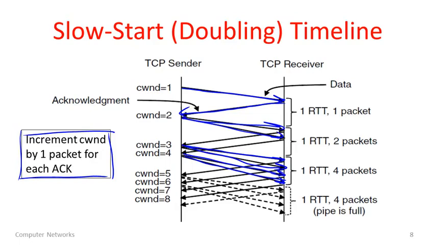And you can see here on the right hand side, if I divide the time into round trip times, we have 1, 2, 4 packets going there into the network. After that, we've reached the twice the bandwidth delay product and the pipe is full, so any other packets would have to be stored in router queues or somewhere else, and eventually they would cause loss.